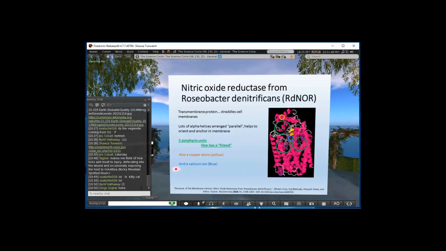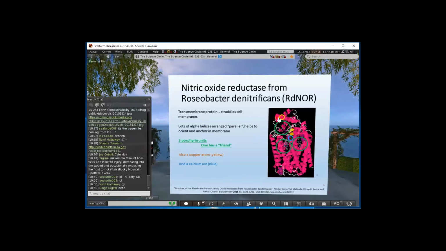Alrighty, so there's some views. This particular enzyme is quite fun. You know, the inorganic chemist in me loves to look at enzymes that have metals in them. This enzyme has 3 porphyrin units. One of these porphyrin units has a little friend. It has a little iron atom that's not in a porphyrin attached to it.